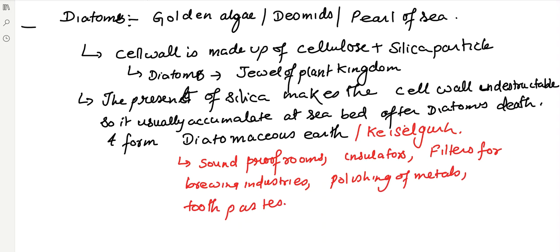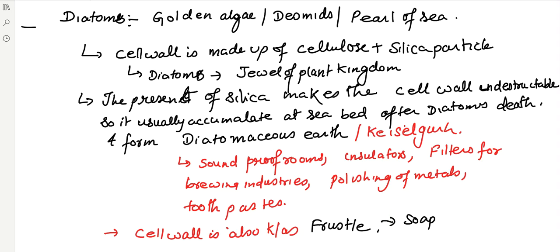Now, if we are talking about this diatom cell wall, the cell wall is also known as frustule. Frustule shows soap box like appearance.